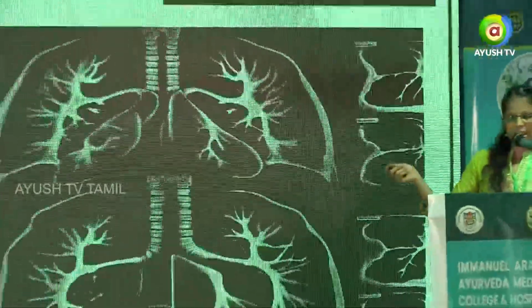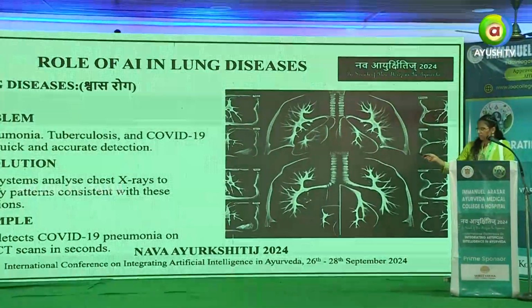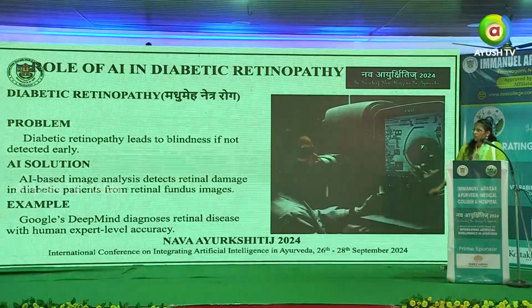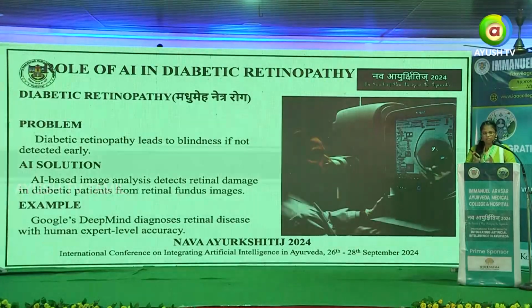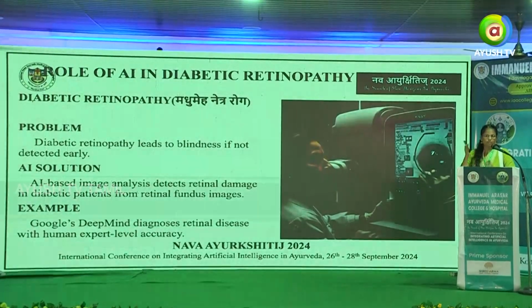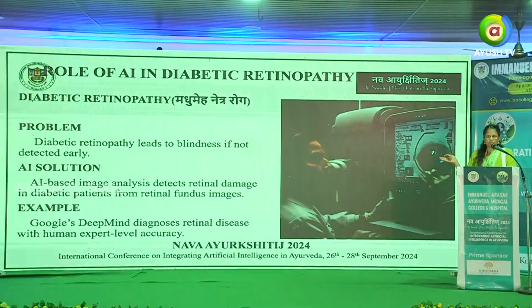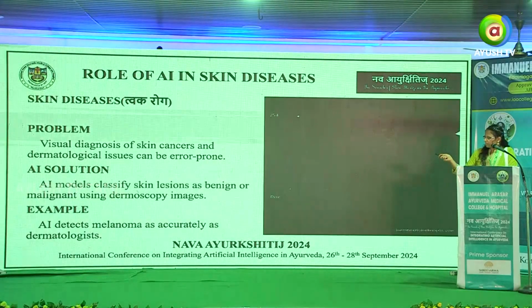So in COVID-19, early detection is very much needed. So here AI detects COVID-19 pneumonia with chest CT scans within seconds. Then role of AI in diabetic retinopathy. Diabetic retinopathy has to be detected early, otherwise it will cause blindness. So with the help of retinal fundus images, we can diagnose the damage in the retina in the diabetic patient.